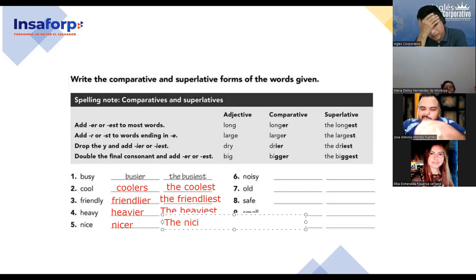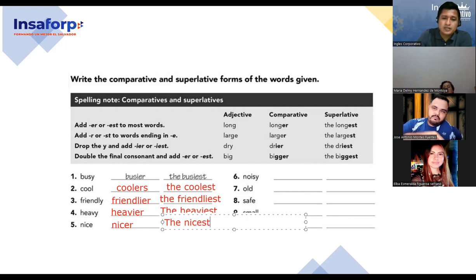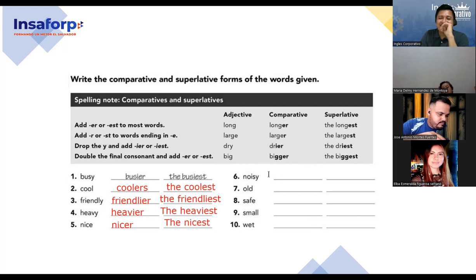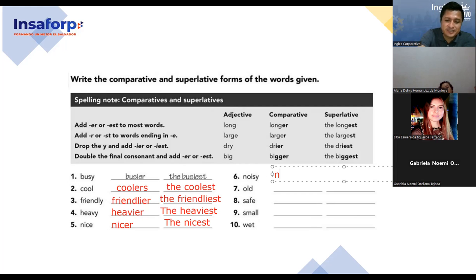I have a mistake here. Nicest. Like this one, right? The nicest? Correct me if I'm wrong. Noisy. Look at this one. Noisier. Okay. What is the superlative? Noisiest. Very good. The noisiest. Perfect. What about old?